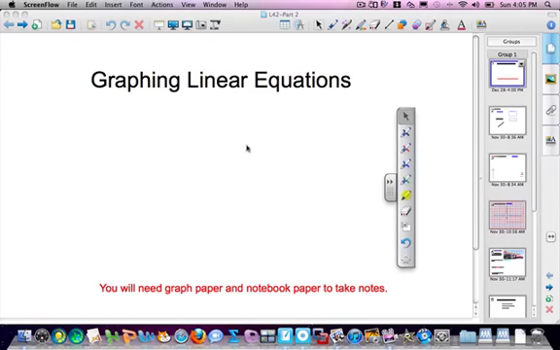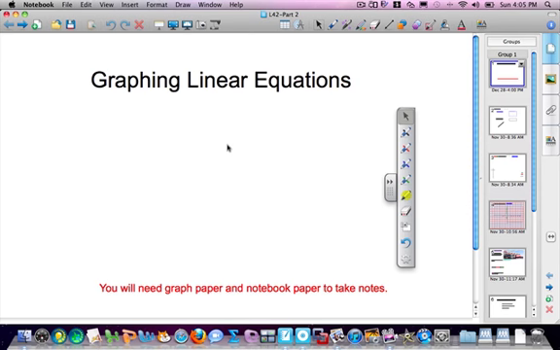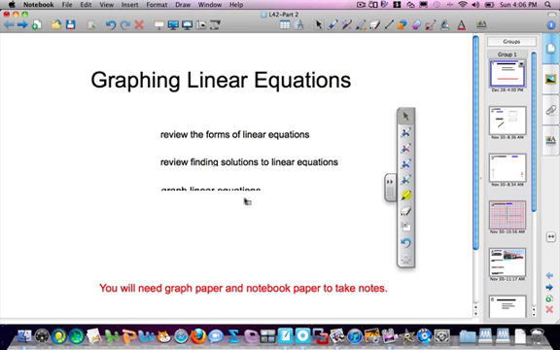In today's lesson, we're going to be graphing linear equations. We're going to start by reviewing the forms of linear equations. From there, we're going to find solutions to given equations, and finally we're going to graph those solutions onto coordinate planes. You'll need a piece of graph paper and a piece of notebook paper to take notes during this lesson.